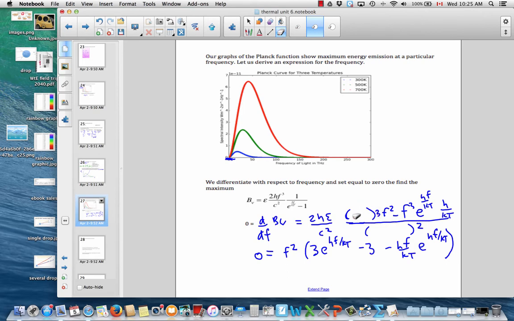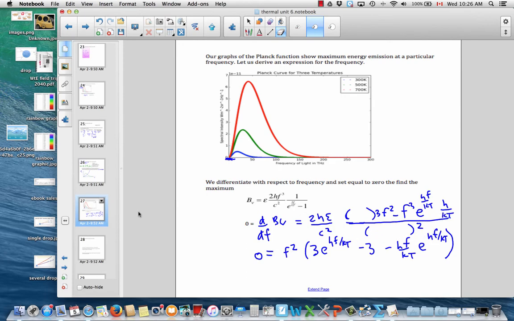3 times e to the hf over kT, that's the first term. Then there's a 3 times minus 1, that's this term. Taking f squared out of this term in the numerator, we have f left, which joins with this fraction to give this result, times the exponential function. So for the function to be a maximum, that only happens when the numerator is 0.